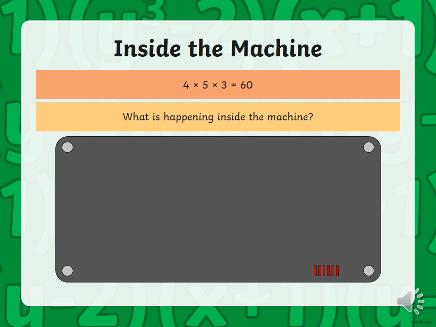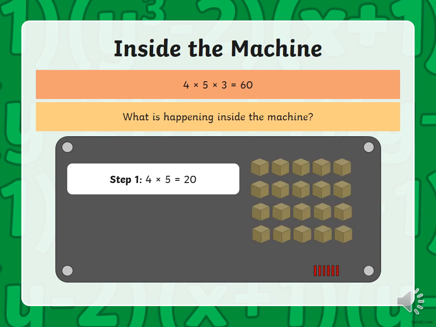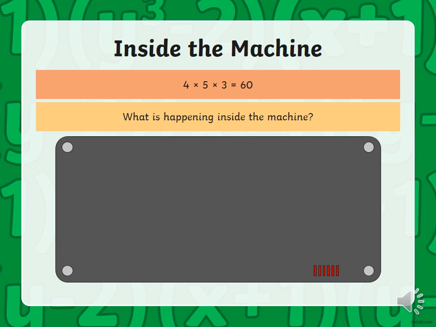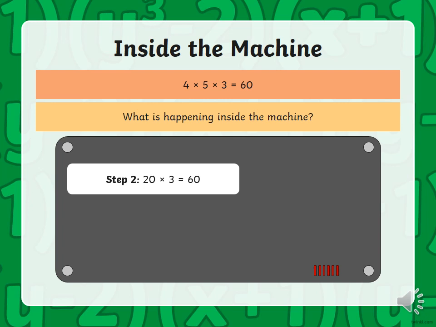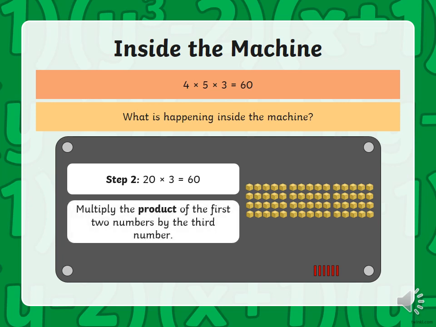What is happening inside the machine? Step 1. 4 times 5 equals 20. Begin by finding the product of the 2 numbers. Step 2. 20 times 3 equals 60. Multiply the product of the first 2 numbers by the third number. So the product is the answer of the first 2 numbers, and we multiply it by the third number. So 4 times 5 is 20, and then we do 20 times 3 equals 60.